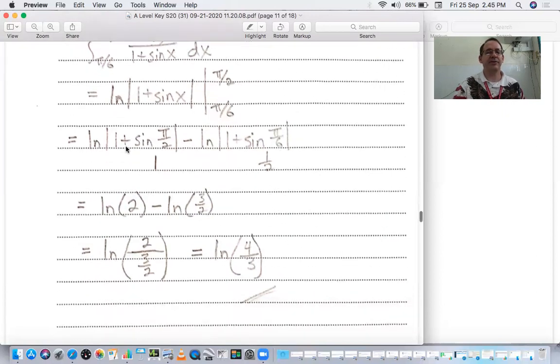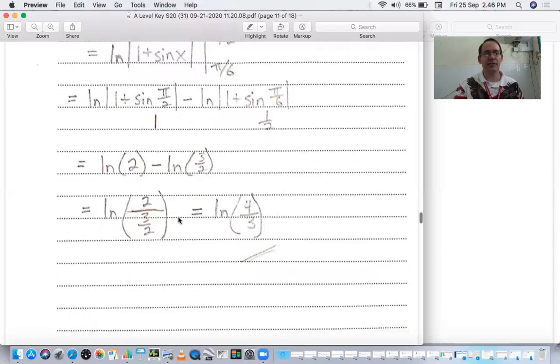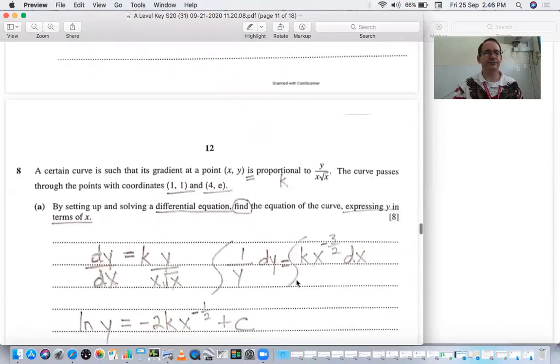So what that leaves us with, 1 plus 1 is ln 2. 1 plus 1/2 is ln 3/2, and we are subtracting them because of top minus bottom. And then remember that subtraction with logs of the same bases means division for the argument. So 2 divided by 3/2 leaves us with ln of 4/3.